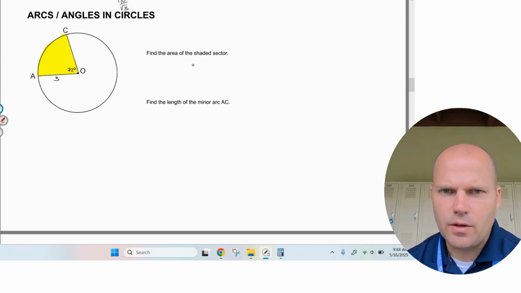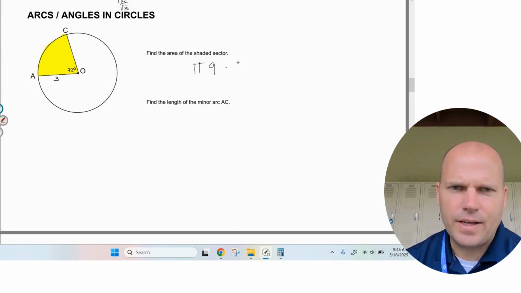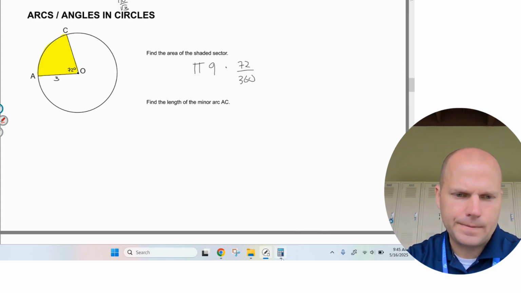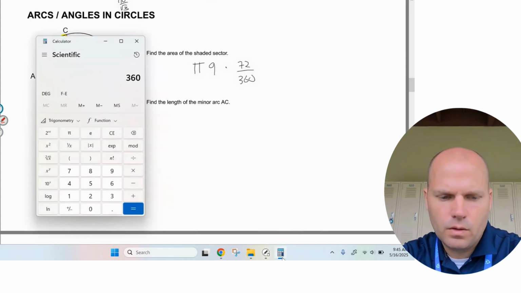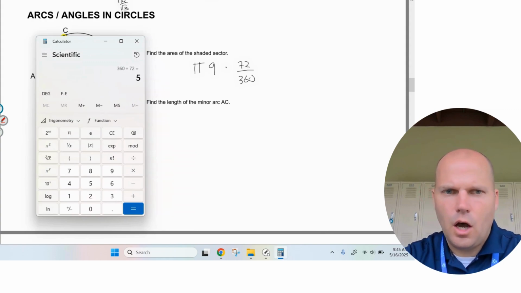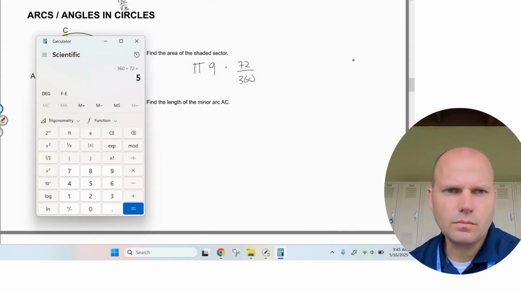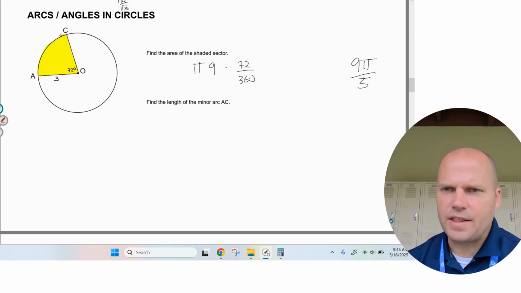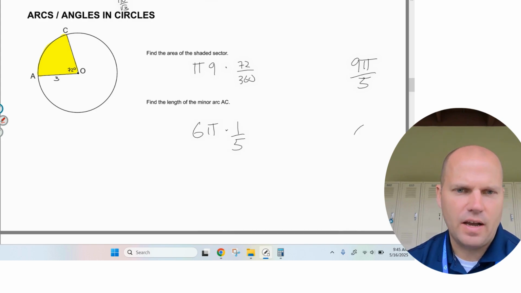Area of the shaded sector. Well, the area of the entire circle is pi r squared. But I only have 72 degrees of the 360 degrees. I think that's a nice, easy number. It's a fifth. Cool. And the length of the minor arc, well, I have a circumference of 2 pi r, but I only have a fifth of things, so I have 6 pi.